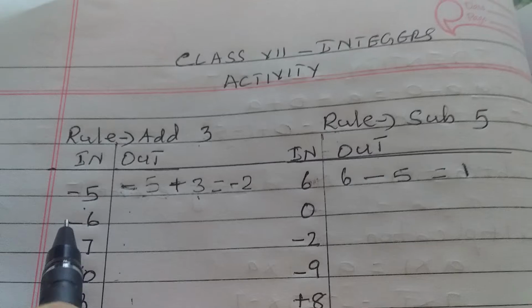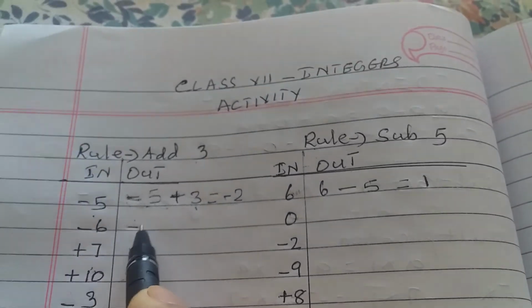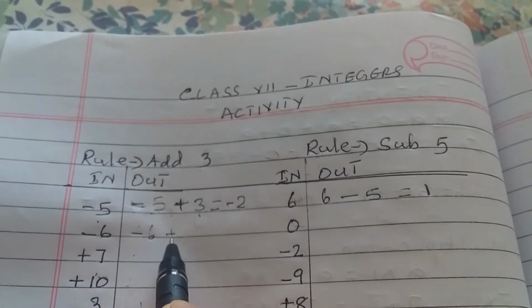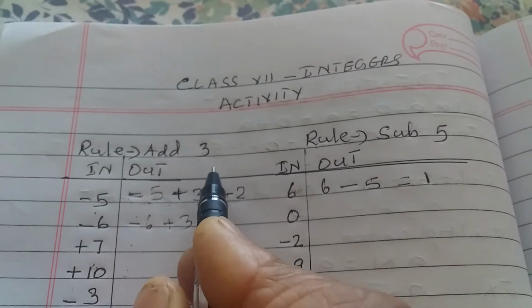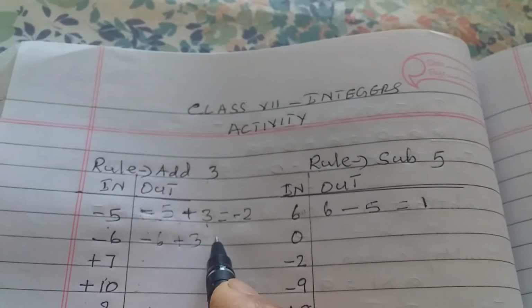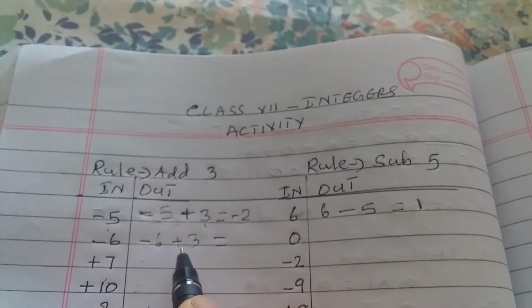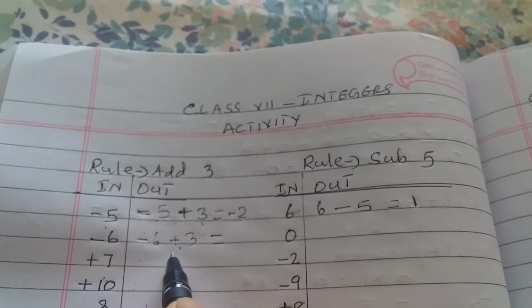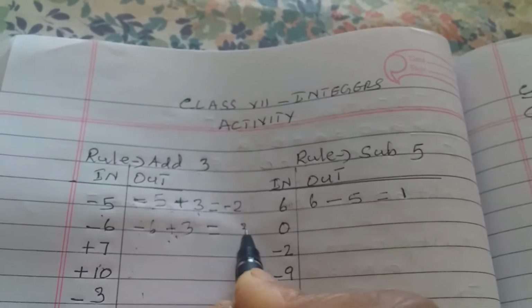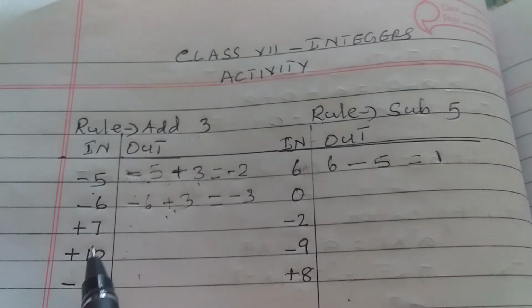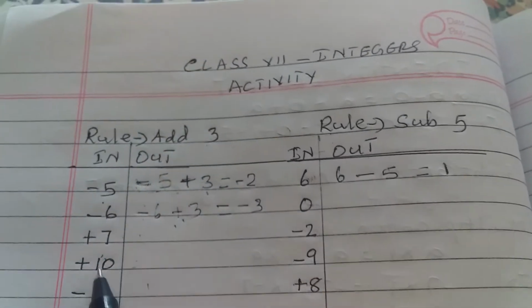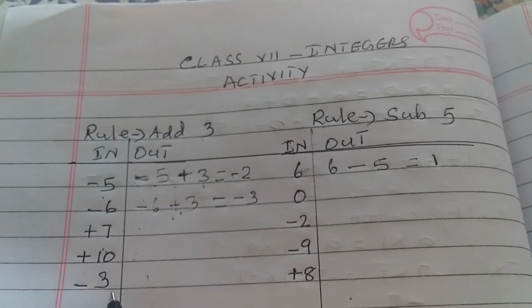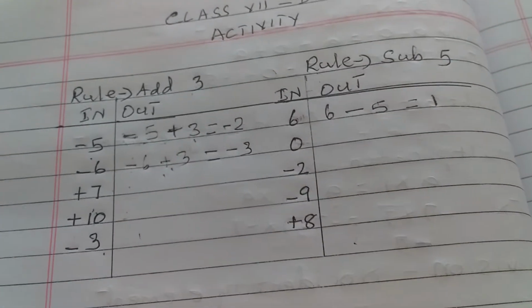I'll do one more for you. So the number in is minus 6 and we have to add plus 3. For all the 4 numbers, the rule is only adding 3. Now here again the signs are different. Minus 6 and plus 3. Signs are different. You subtract. 6 minus 3 is 3 and sign of the greater number minus. So next is plus 7 plus 3. Plus 10 plus 3. Minus 3 plus 3. So rest you do it on your own.